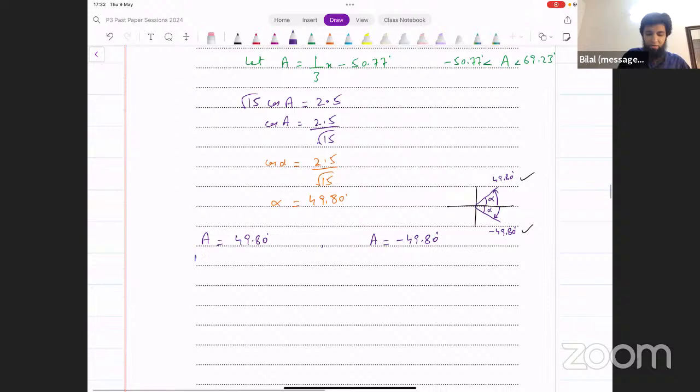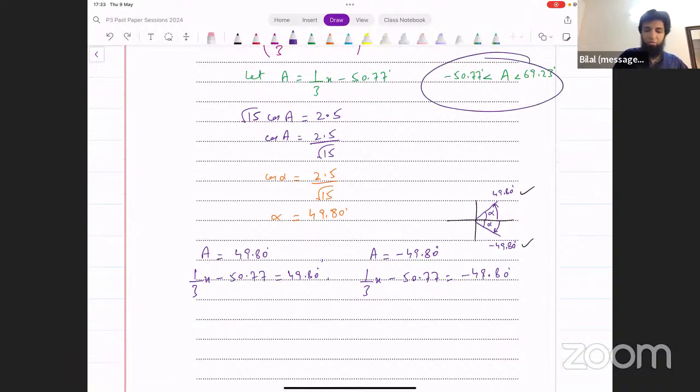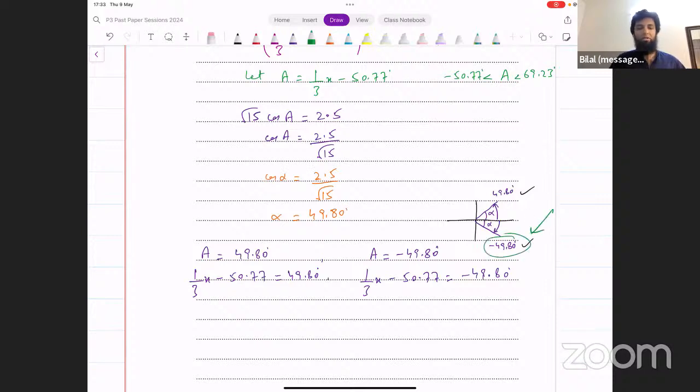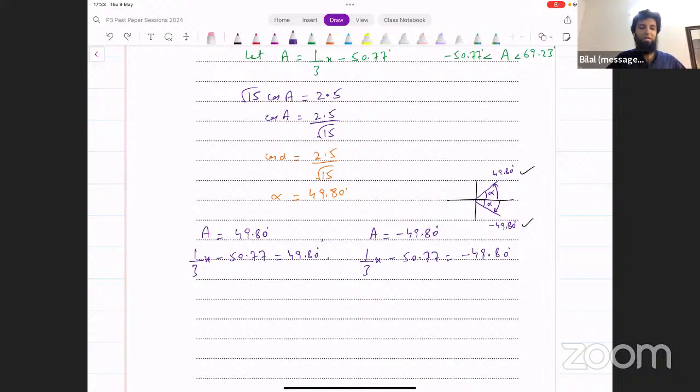Now put that substitution back. You say 1 over 3x minus 50.77 equals 49.80, or 1 over 3x minus 50.77 equals minus 49.80. If you do not adjust the interval, you would miss out on this answer. Okay, so that's very important. Most people in this question end up missing out this possible angle. So make sure that you don't do that. And that will only be possible when you adjust the interval correctly.